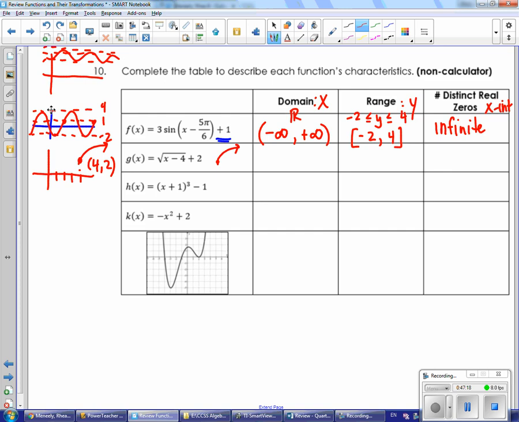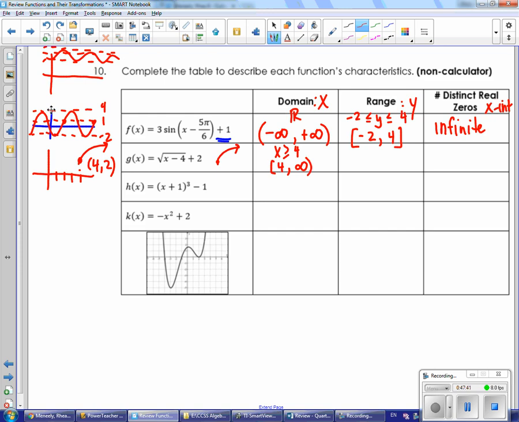So if I'm thinking about my domain, notice that all my x values are greater than 4. Actually, they could equal 4. So using my inequality notation, I would say that x is greater than or equal to 4. If I were using the interval notation, it would be 4 to infinity. I'd have a solid bracket here and the parentheses here.